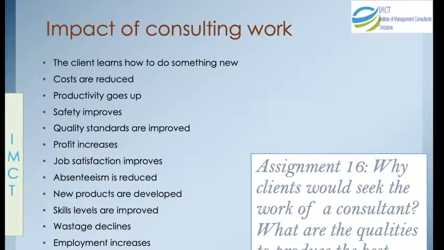Let me post assignment number 16 for you. Why would clients seek the work of a consultant? This we answered during module number 1, so please verify it back for better understanding. Now the last one is, what are the qualities to produce the best results of the assignment? I've discussed it before and repeated it, so just refer back to what we covered. It's easy to understand. Please take note that you may get these materials after registering for the professional work through our website, and then you can download all the necessary presentation slides and materials for learning.